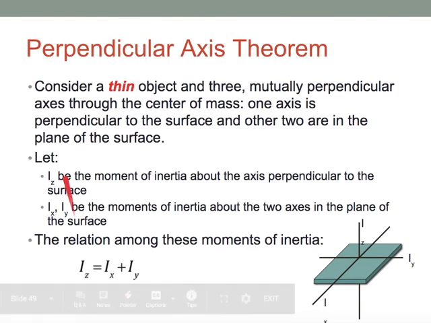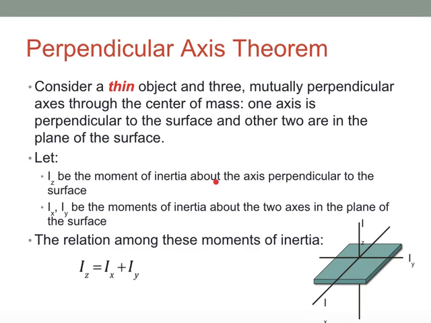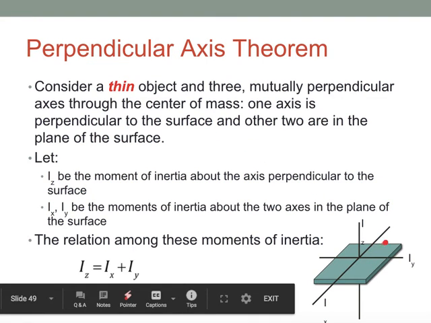Now there's another theorem, and this one I'll tell you is not covered in the textbook, nor is it on the AP exam. But it's another very useful theorem. It's called the perpendicular axis theorem. This, however, only works for very thin objects. So here I have a board right here. It can have an extended direction in both, if you will, x and y, but in the z direction, it has to be very thin. So this only works for thin objects.